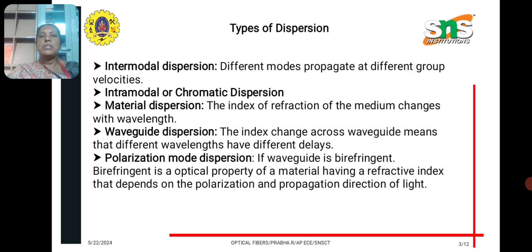And waveguide dispersion is due to the index change across the waveguide, which means that different wavelengths have different delays. And the third case, polarization mode dispersion, is where the waveguide is birefringent, and birefringence is the optical property of a material having a refractive index that depends on the polarization and propagation direction of light.